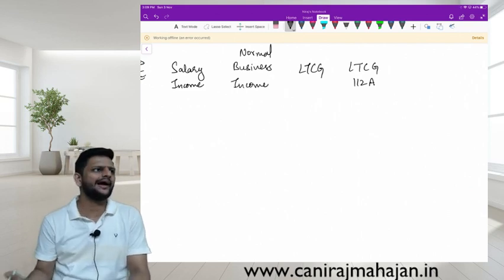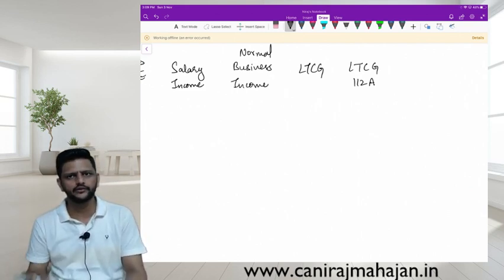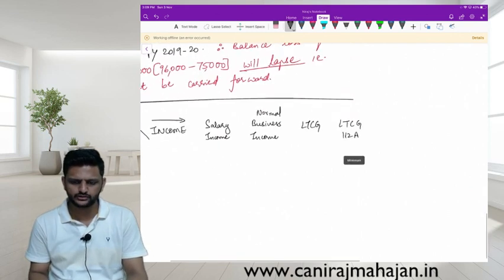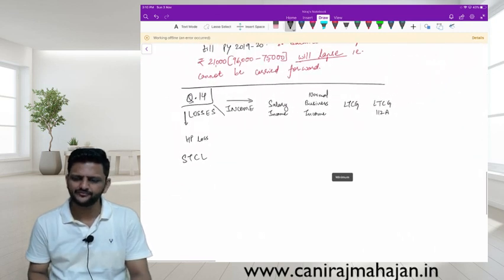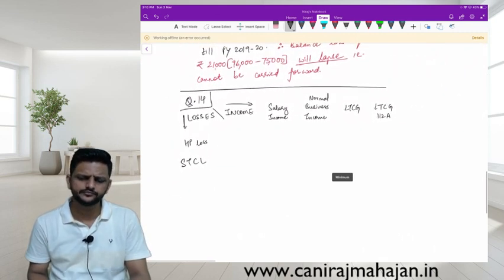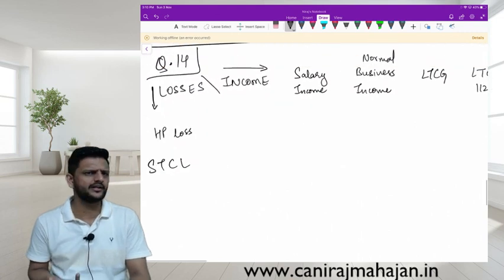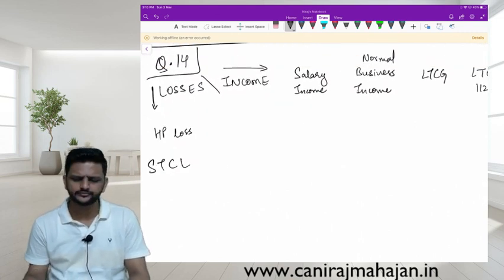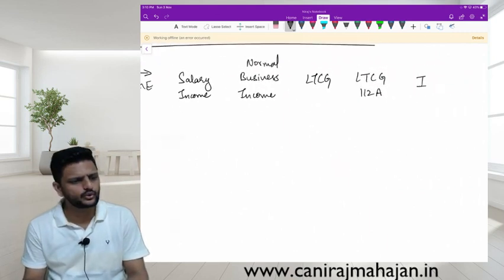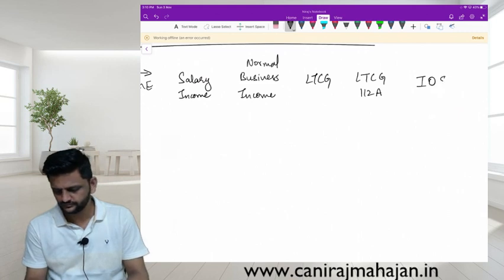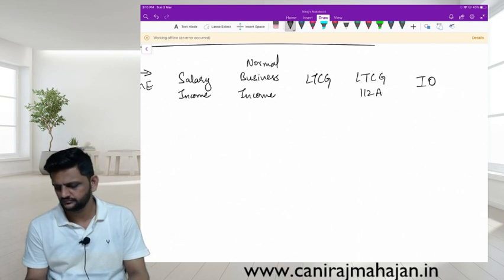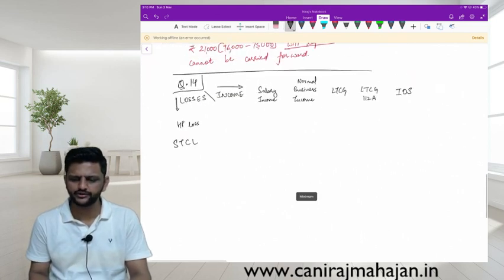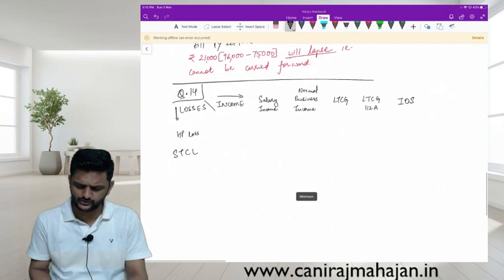Unlisted shares or land, building, jewelry, whatever can be a capital asset. Then STCL is already there. It doesn't matter in STCL. If you want, you can write it. 111A is not going to do any bifurcation. Bank interest, IOS. Yes or no? If you want, you can write down STCL of 111A tomorrow. It won't make any difference actually.